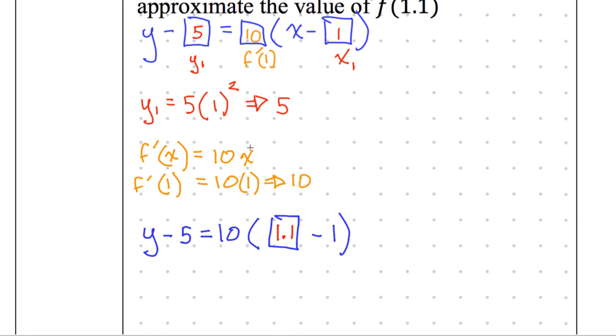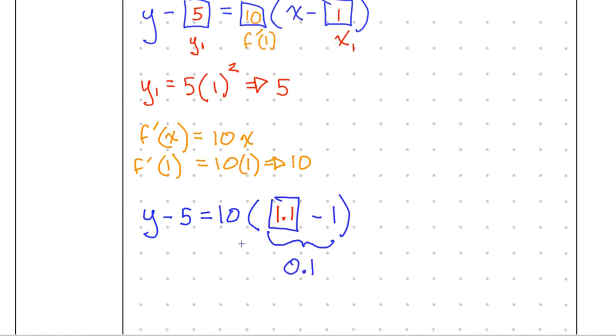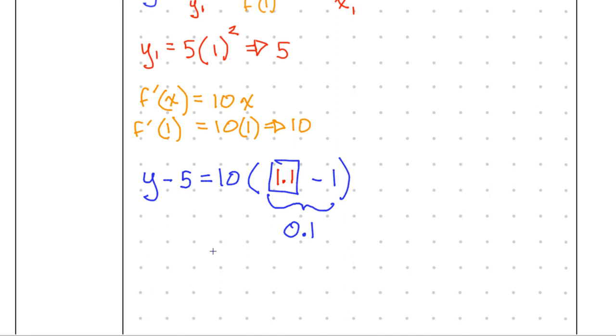What is y? What is the height? So when I do that, 1.1 minus 1, shout it out. Yep, so this whole thing right here is just 0.1. 0.1 times 10 is 1. So we now have y minus 5 is equal to 1. I have to add 5 to both sides. y is equal to 6, there it is.